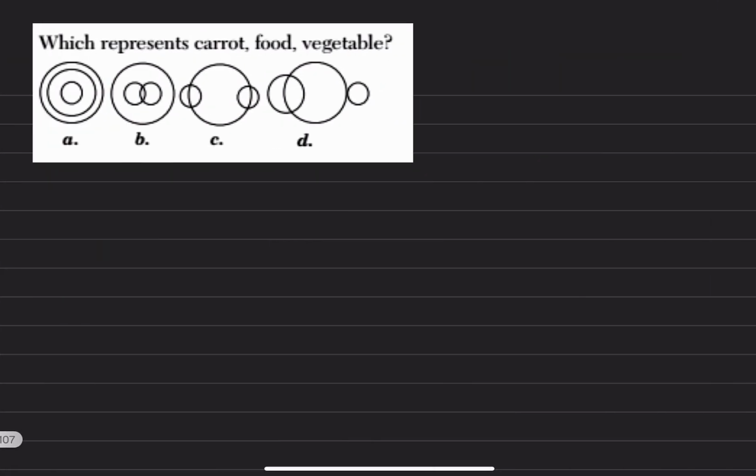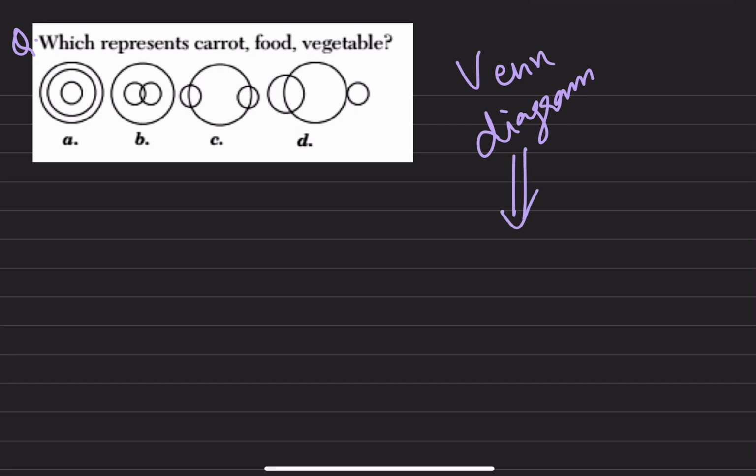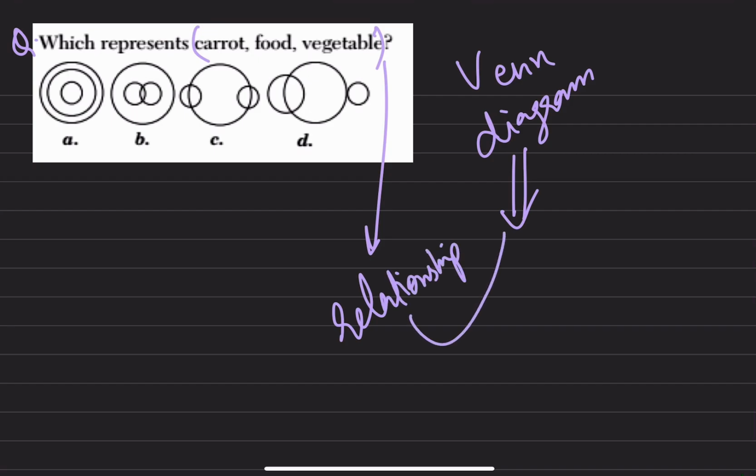So this is the last question. Which represents carrot, food, vegetable? This is a Venn diagram type question. We have to use these three words and their relationship, how they are related, and show it in a Venn diagram. So carrot, food and vegetable. I can say that carrot is a vegetable, right? And vegetable is one kind of food.